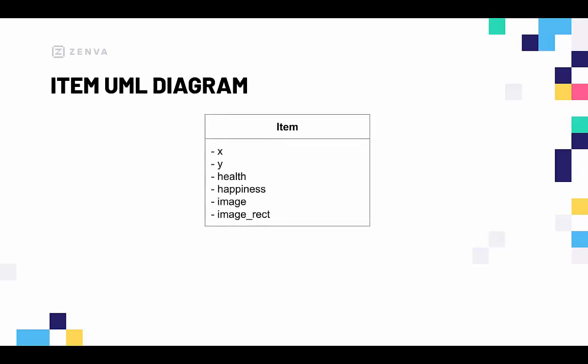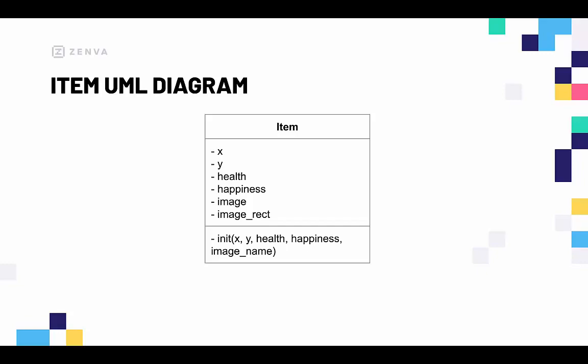Each item will need X and Y positions. Each item will also need a health and happiness value. And each item will also have an image associated with it and a rectangle that represents the image's proportions and position. As for the methods, well, items don't really do a whole lot in our game. They exist more to be interacted with, so all we really need is an initializer that sets up our primary 5 values. The image rect itself will be obtained based on the size of the image.